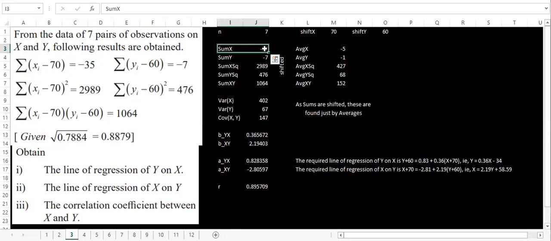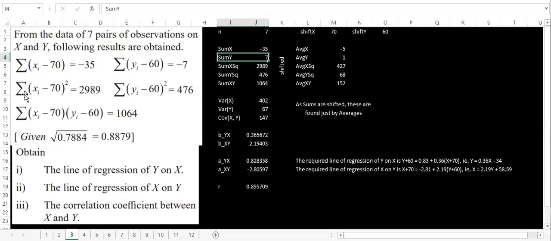It's negative 35, but behind the scenes, this is actually the sum of the U values, and this is the sum of the V values. It's negative 7, because here the sum of the y minus 60 is negative 7.